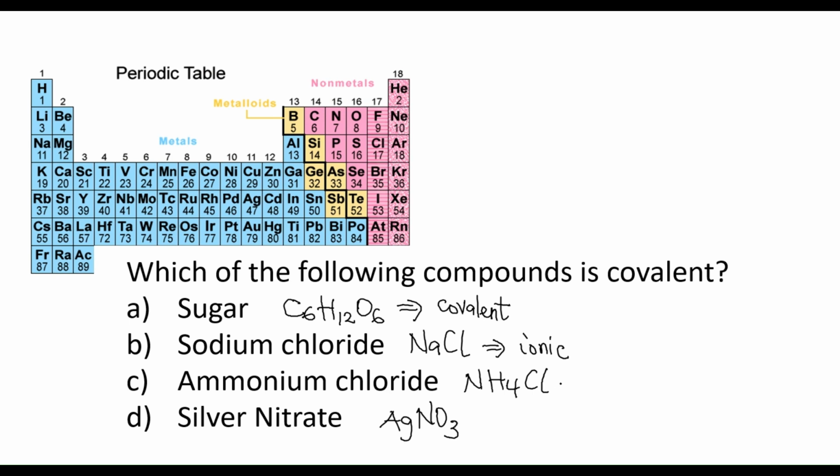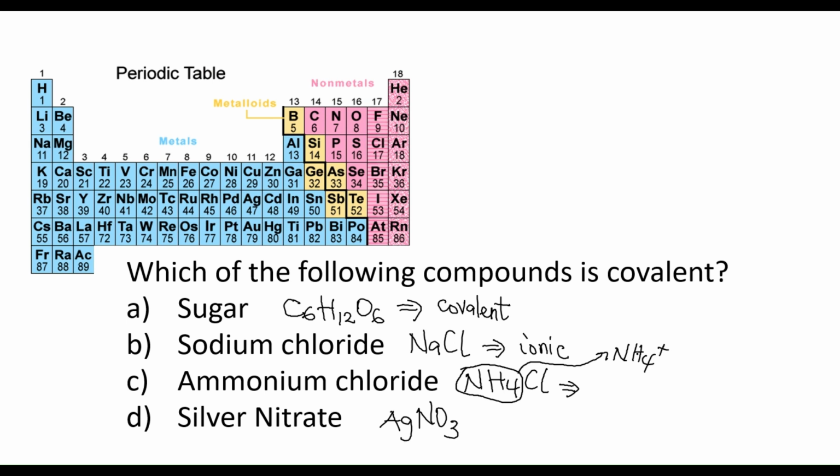Ammonium chloride. Let's analyze ammonium chloride. So nitrogen is from here, hydrogen is from here, and then chlorine is from here too. So you might make the mistake and say, oh, this one should be covalent. No, we have to know that there are some substances that form ions. So something like ammonium chloride, ammonium, this guy, is actually formed from this ion, NH4 plus.